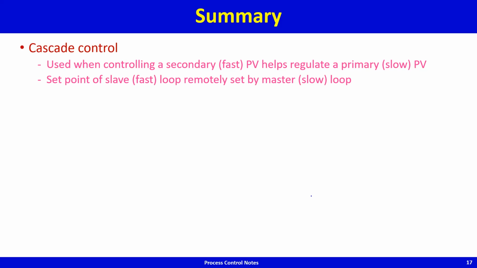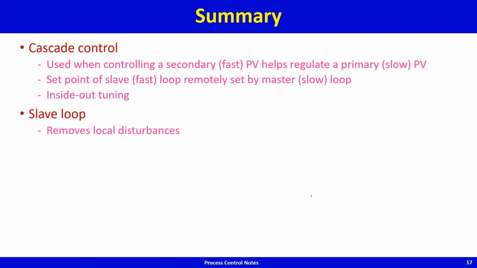With this, we come to an end of this rather winding lecture. To summarize, cascade control is used when controlling a secondary fast process variable helps regulate a primary slow process variable. The set point of the slave loop is remotely set by the master loop. The slave loop is fast, the master loop is slow. The tuning is inside out, with the slave loop being tuned first and with the master loop on manual. Once the slave loop is tuned, you keep the slave loop on automatic and then tune the master loop, and in this way you keep going out, inside out tuning.